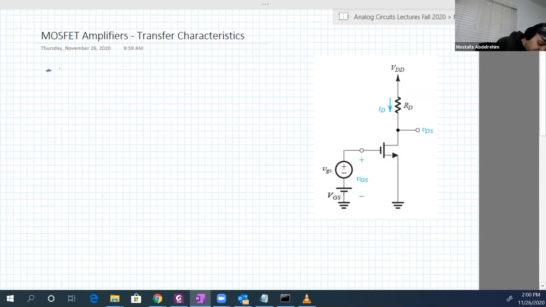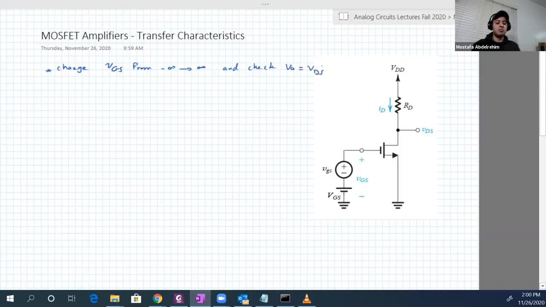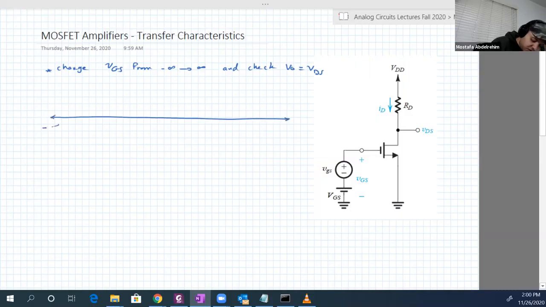We're going to change VGS from minus infinity to infinity, and we're going to check VO, which is VDS, for all these ranges. Okay, what we're going to see is something like this. This is minus infinity, this is infinity. We'll divide this whole range into three pieces.